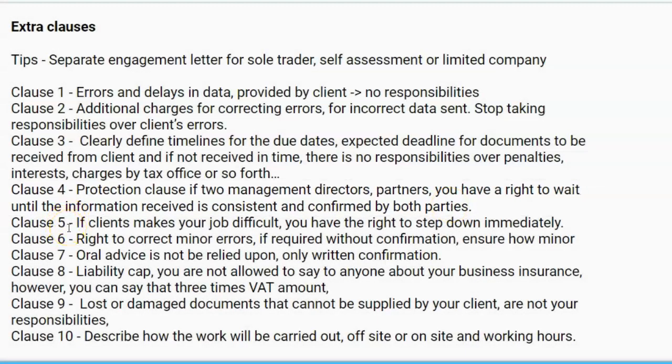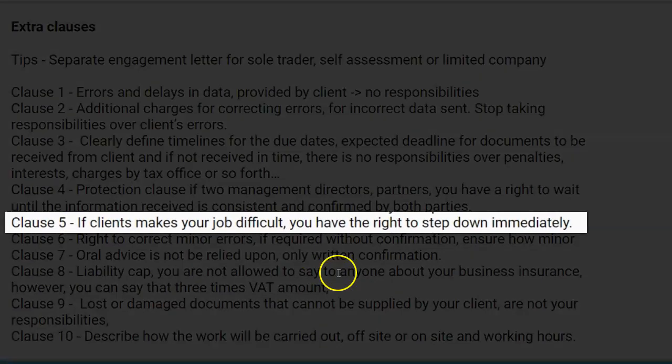And connected to that, if the client makes your job difficult, there is a clause that you have the right to step down immediately. Of course, you would explain to your clients that due to these terms of business, or due to the atmosphere or environment, or a lack of provision of accurate data, you're not able to perform your job properly, and it makes your work with the client very difficult. Perhaps it's harassment or whatever. You can always include this clause and step down immediately. You don't have to work in difficult situations with toxic clients.